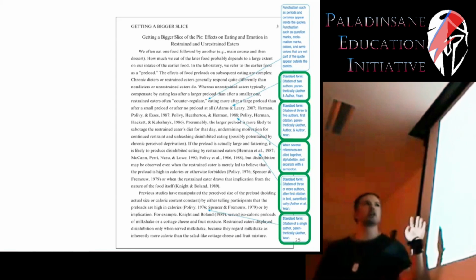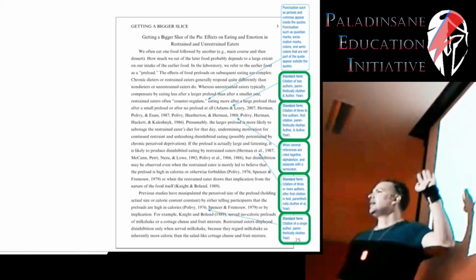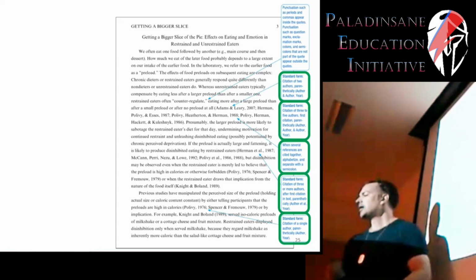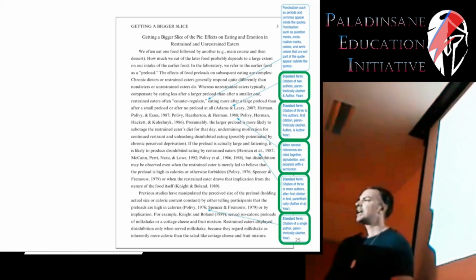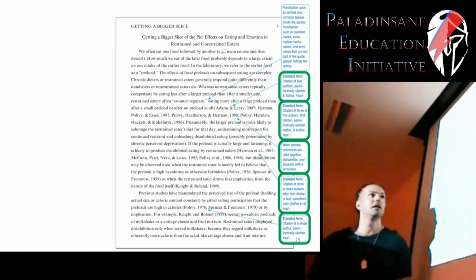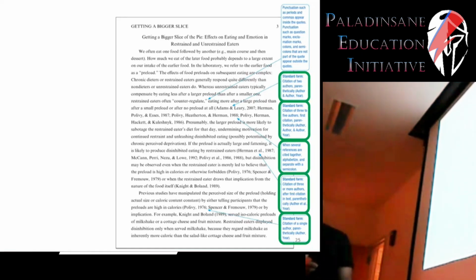Because the introduction is all about what other people did, what other theories people came up with, what other ideas people came up with, what other work people came up with. And the purpose of a citation is to show, give credit, that those were the people that came up with that idea. So for example here, they go, whereas unrestrained eaters, talking about self-regulating eating, whereas unrestrained eaters typically compensate by eating less after a larger preload than after a smaller one, restrained eaters often counter-regulate, eating more after a large preload than after a small preload or after no preload at all.